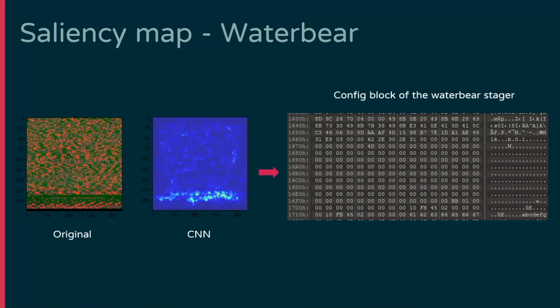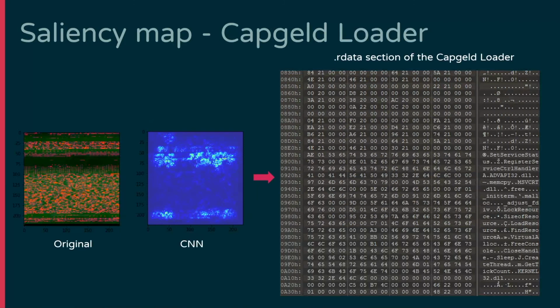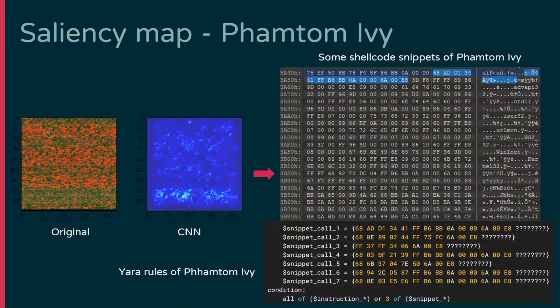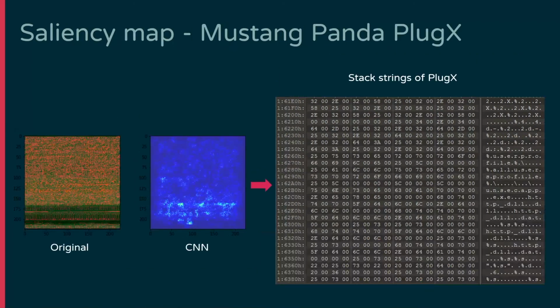For example, the focus area of Waterbear is the config block of the Waterbear stager. And for the CobaltStrike loader, the focus area is in its .rdata section. And for Phantom Ivy, the focus area is some shellcode snippets in its block. We also use this shellcode section in a YARA rule to detect Phantom Ivy. For plugins, the focus area is the section where the stack strings are located.